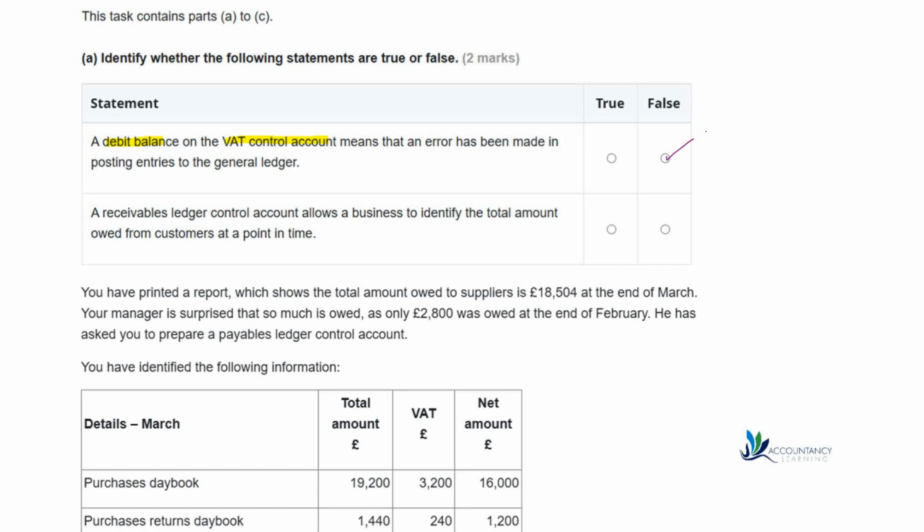A receivables ledger control account allows a business to identify the total amount owed from customers at a point in time. So let's check with receivables ledger control account, identify the total amount owed from customers. So all of that matches. Our receivables ledger control account is about all of our customers. It's one figure adding all of our customers together, and it is to identify the total amount at any point in time.